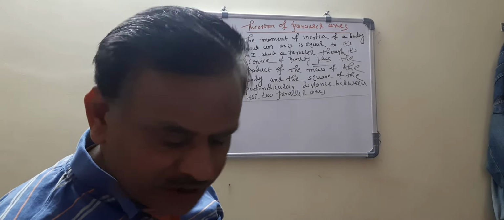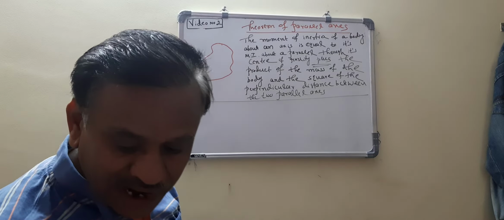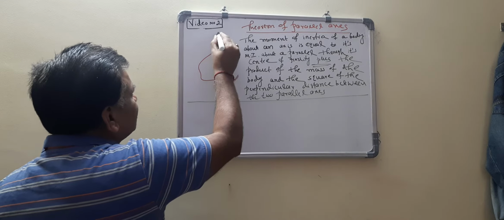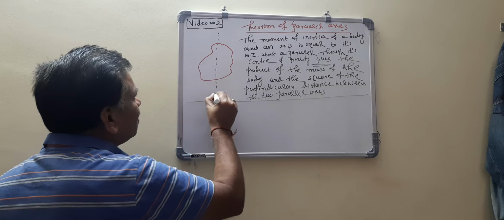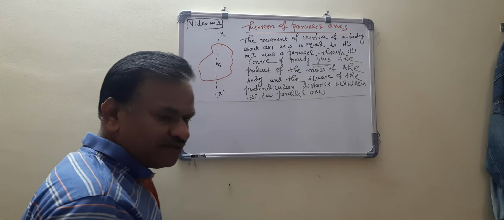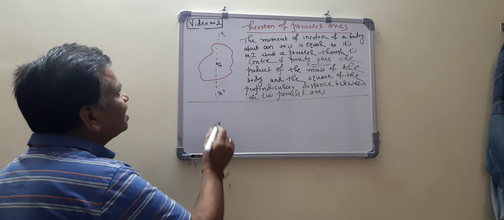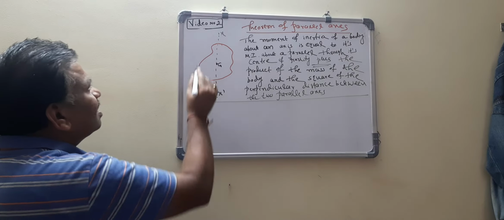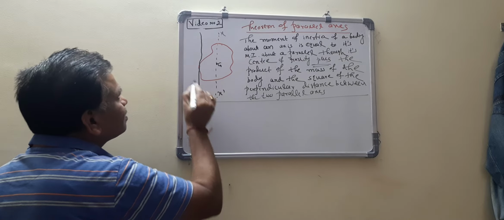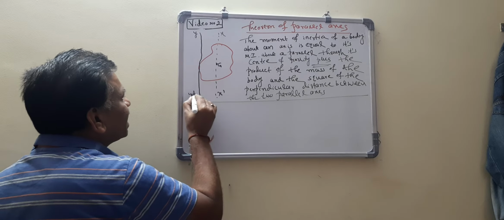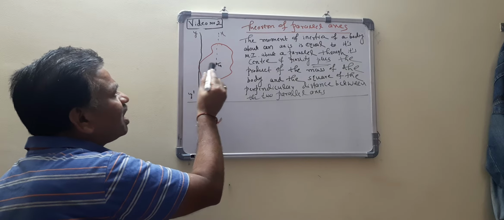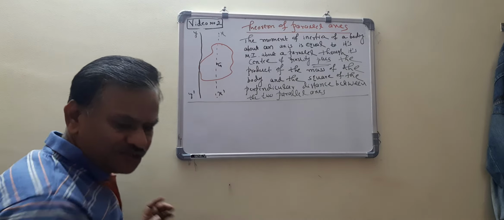Students, now let us come to another theorem. It is the theorem of parallel axis. What this theorem says is, this is the axis x dash passing through the center of gravity. I am considering another axis, y dash, such that it is parallel to this axis x dash.